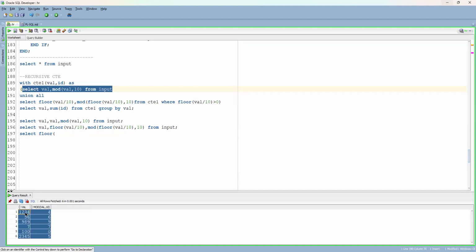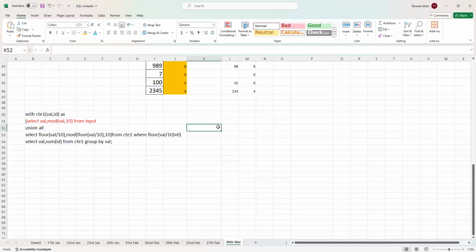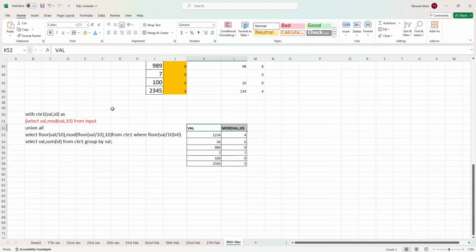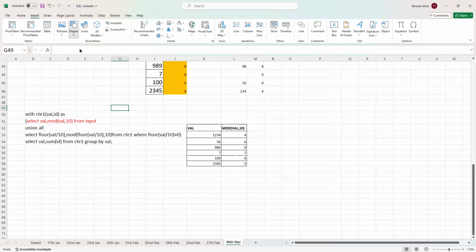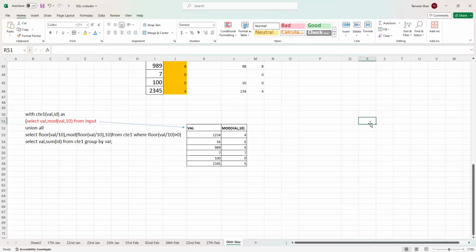So this is the output of which query? This query has given this output. Hope this is clear to everyone. Okay. I know you all know this, but still I am asking this question. Why have I taken a mod of val after dividing by 10? What is the reason for this?